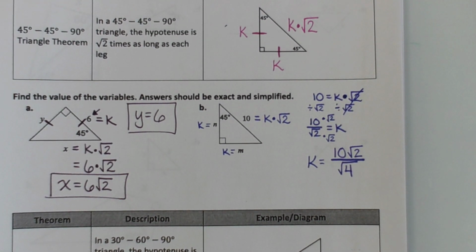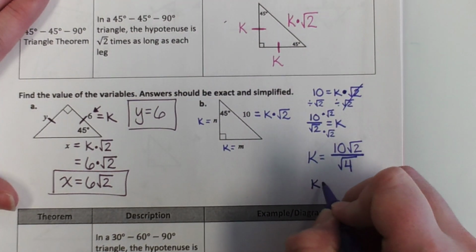The square root of 2, we already said couldn't simplify. But can the square root of 4 simplify? Yes, it can. What's it become? 2, because it's a perfect square.